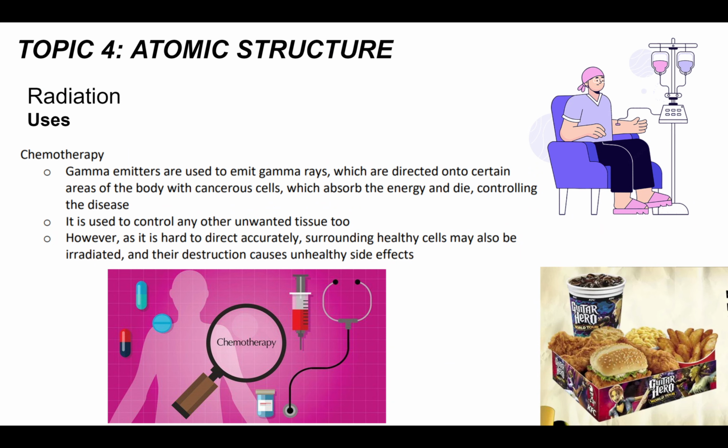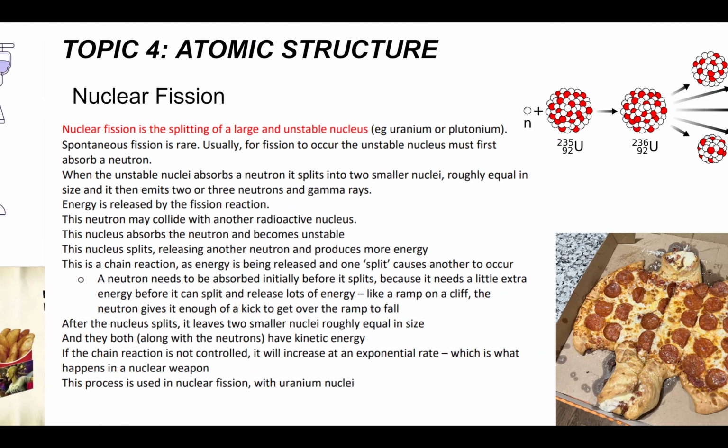Gamma emitters are used to emit gamma rays, which are directed onto certain areas of the body with cancerous cells, which absorb the energy and die, controlling the disease. It is used to control any other unwanted tissue too. However, it is hard to direct accurately. Surrounding healthy cells may also be irradiated, and their destruction causes unhealthy side effects.